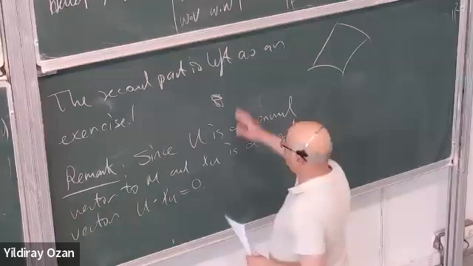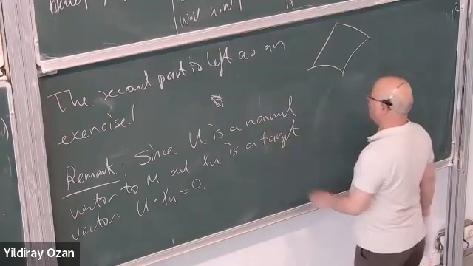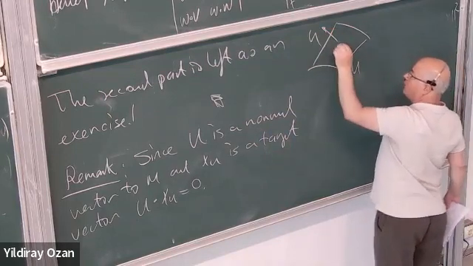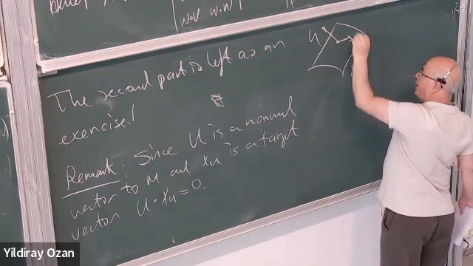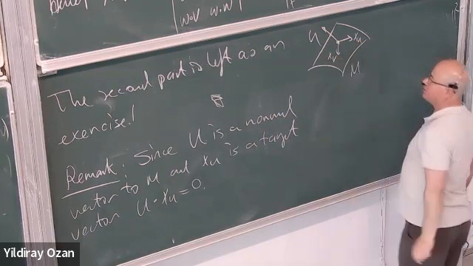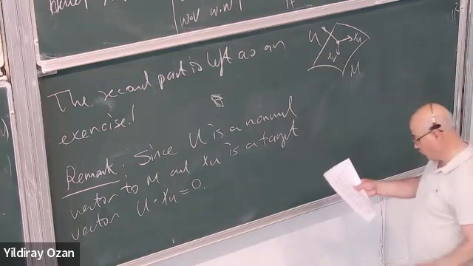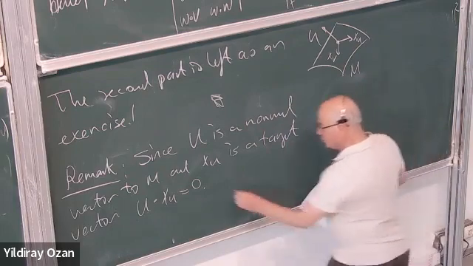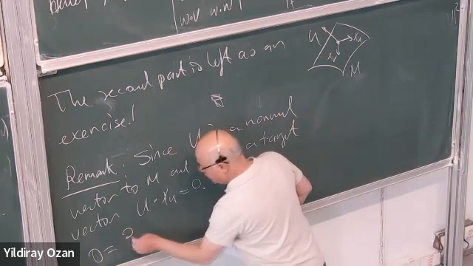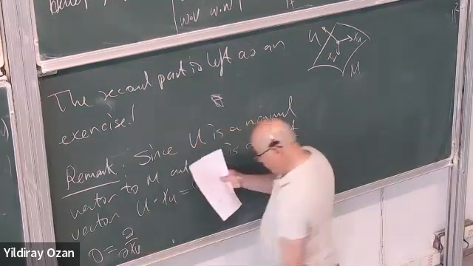Okay, so I left the second part as an exercise. And we have this remark. If you have a surface, then of course this is the normal vector, let's say, and we have x sub u and x sub v tangent vectors. U is perpendicular to both of them. So we have this 0, which is the derivative of 0.